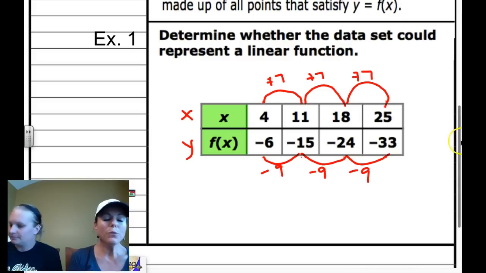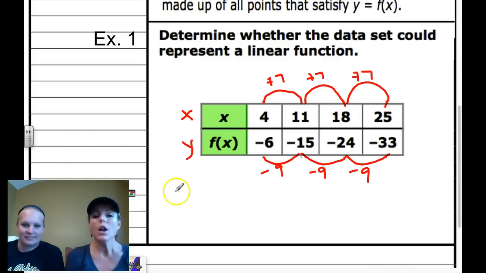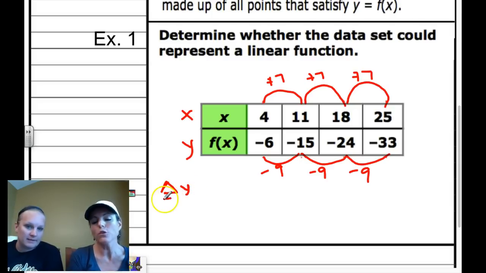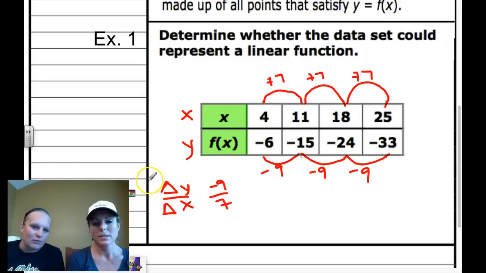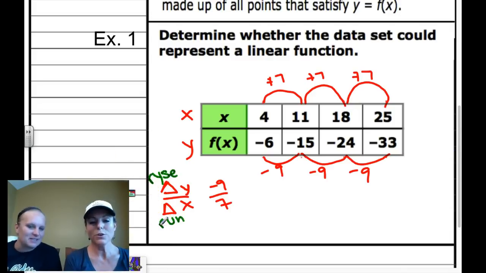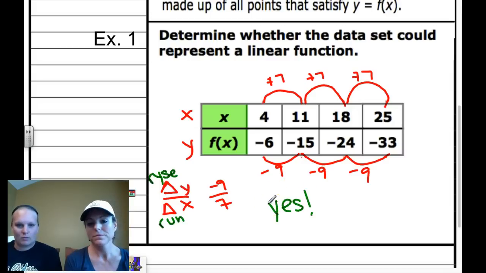Good. So if we were going to write that as a slope, a fraction, we'd have our change in y over change in x. So a change in our y's is -9 all over a +7. Now remember, the y goes on top because we're doing rise over run. I like to write rise with a y, so I remember y's are on top. So the answer to whether the data set could represent a linear function: yes, it is linear. Woohoo!